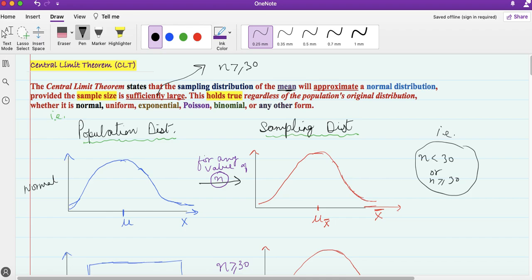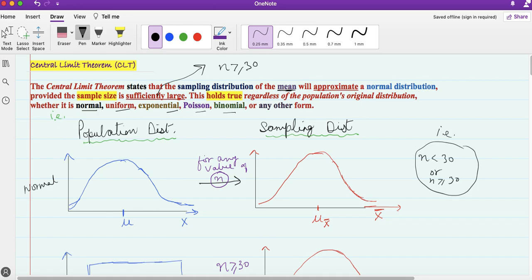That means the parent population might be normal by nature, or it might be uniform, exponential, Poisson, binomial, or any other form. So whatever the parent population might be, if we pick samples and take their means and start plotting them, it is called a sampling distribution.